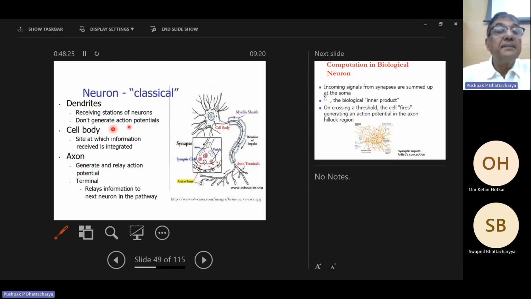Now the classical neuron has what is called the cell body, which is the most important part of the neuron. There are dendrites, which are receiving stations for the neurons. They receive the signals, and the axon sends out the signals to other neurons. So in the brain, there is continuous receiving and sending of signals at every neuron, and that is what leads to the recognition of patterns, language, vision, sound, and so on.